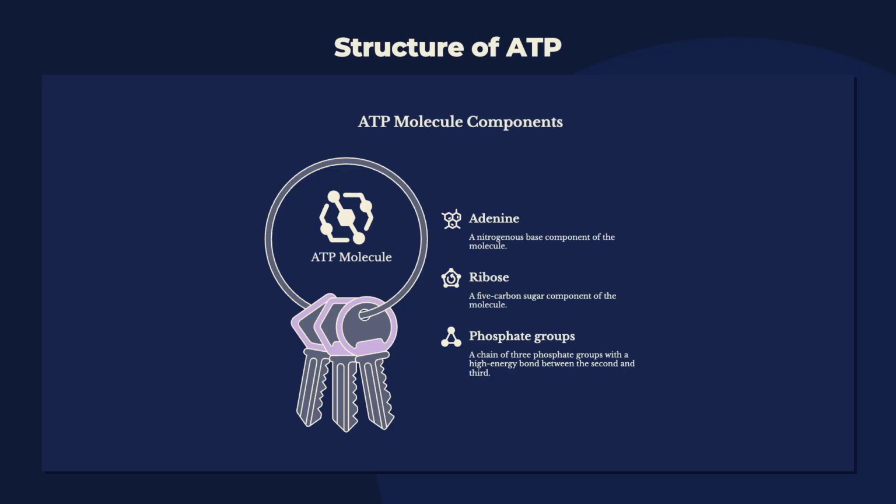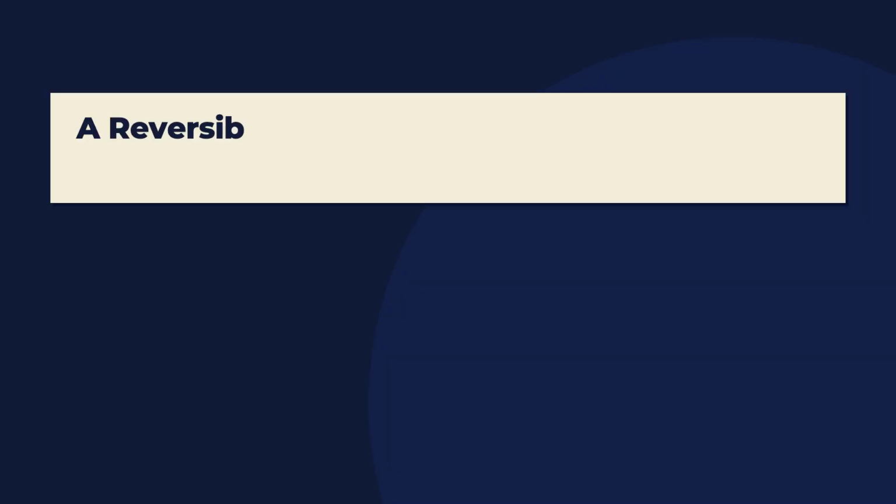ATP is built from adenine and ribose, forming adenosine, attached to a tail of 3 phosphate groups. Those phosphates all carry negative charge, so cramming them together creates a strained high-energy molecule, and breaking that terminal bond releases a burst of usable energy.